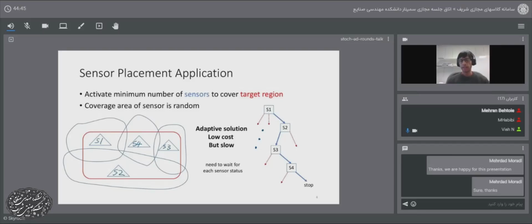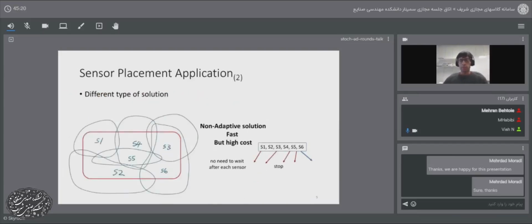But on the other hand, we also need to wait to observe the status of every sensor. We don't know instantly what is the region that a sensor covers. So once you place a sensor, you may have to wait for a few hours before you figure out exactly what was covered. And for that reason, the time taken to implement such a solution is going to be high, because every time you place a sensor, you're having to wait a few hours to see the result or the area that it covered.